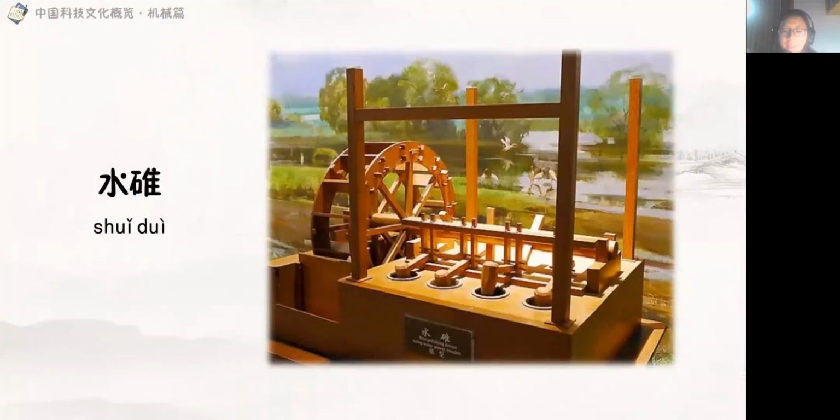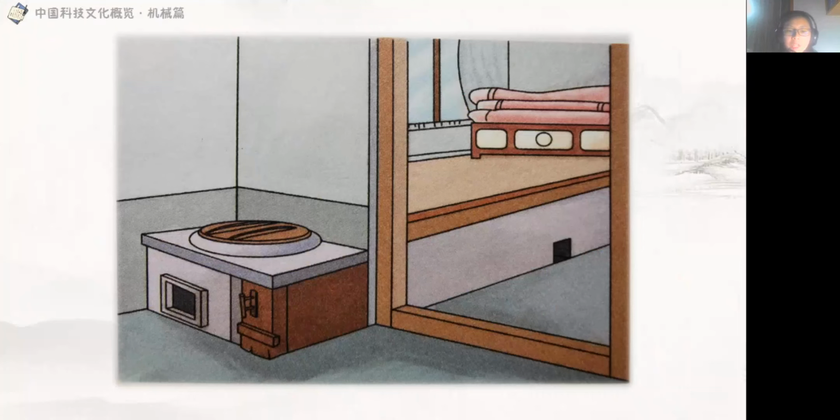After getting the rice and flour, now we can cook. We can cook the rice and cook the steamed buns. Chinese people prefer hot food, so we need stoves to provide heat. In this picture, you can see, this is an ancient stove. In Chinese, we call it 灶.